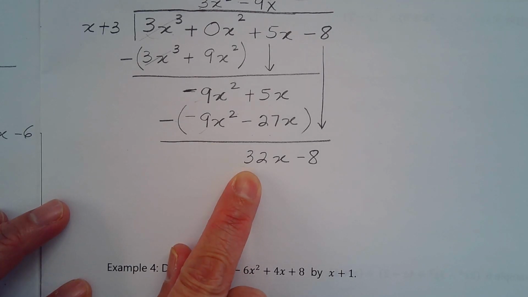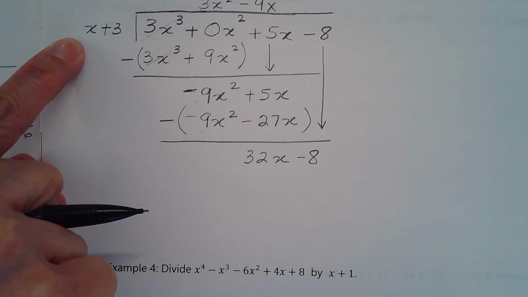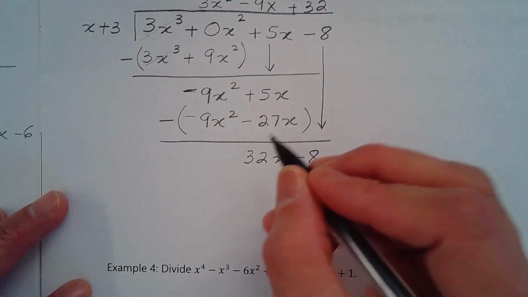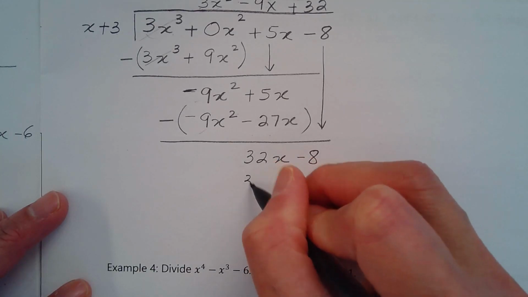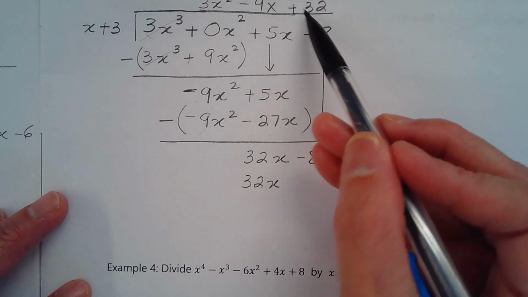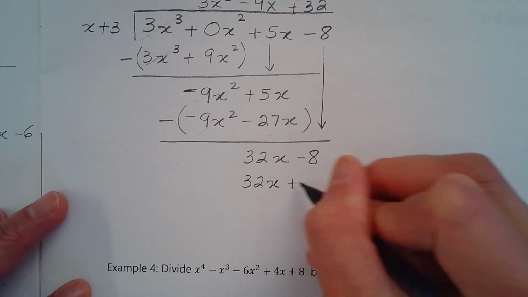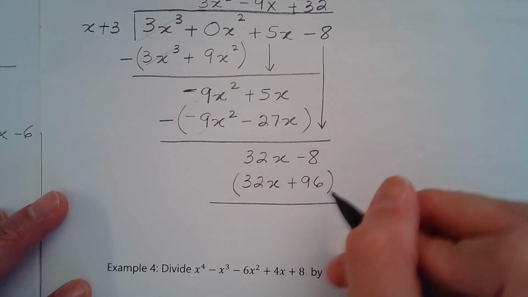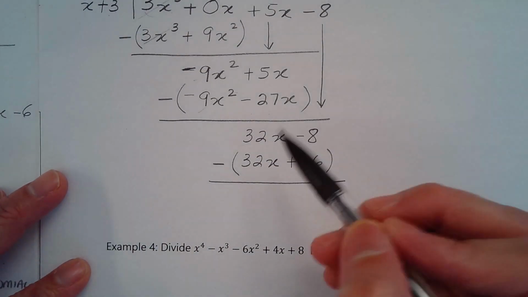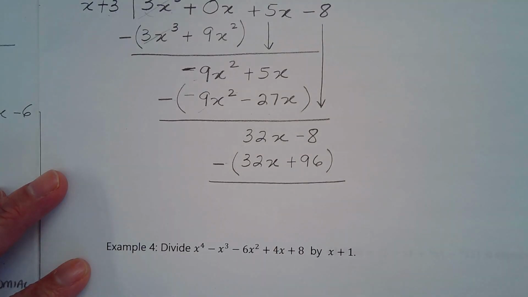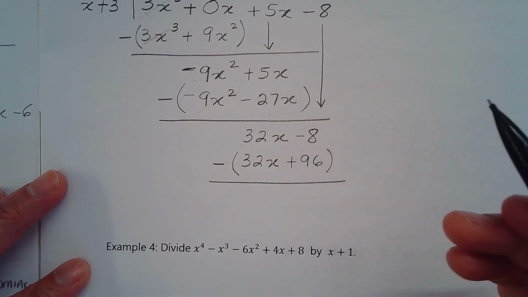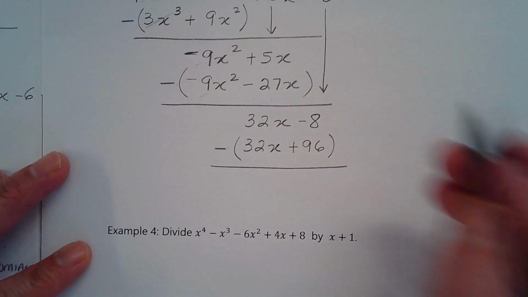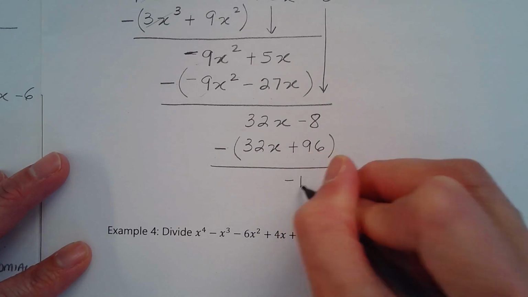Then we do division again. 32x divided by x is just positive 32. And then when we multiply with everything, 32x. 32 times 3 is 96. Gonna subtract everything. So 32x minus 32x is 0. And then negative 8 minus 96 is going to be negative 104.